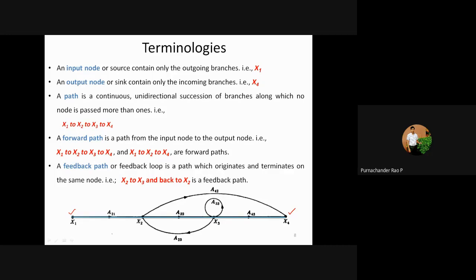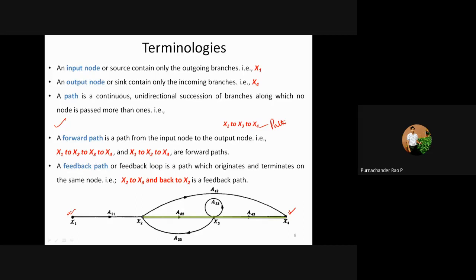One forward path is x1, x2, x3 and x4. And there is another forward path, x1, x2, x4. Here there is also another path, x2 to x4. This is only a path, it is not a forward path. Whenever you look for a forward path, you should start from x1, the input node, and reach the output node. So this is only a path, but it is not a forward path.